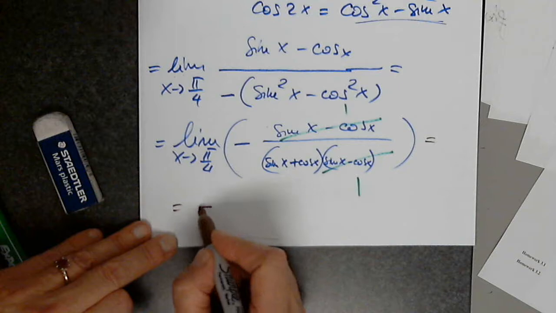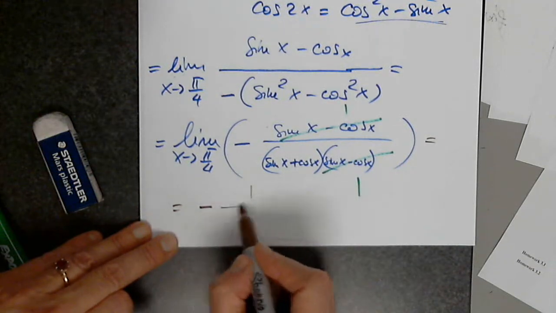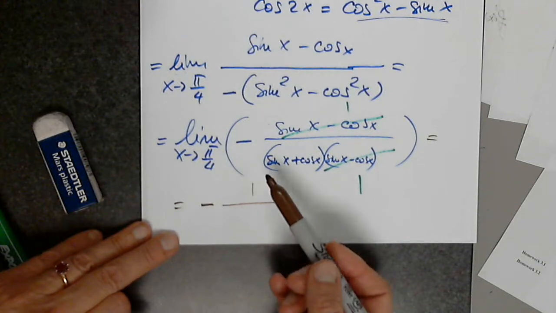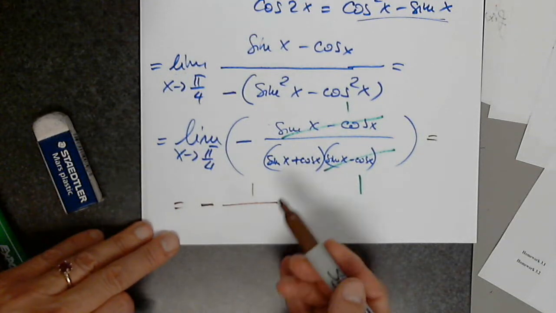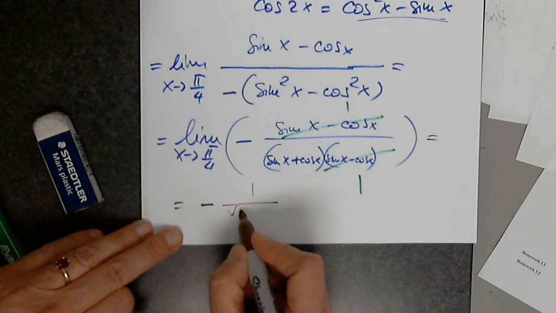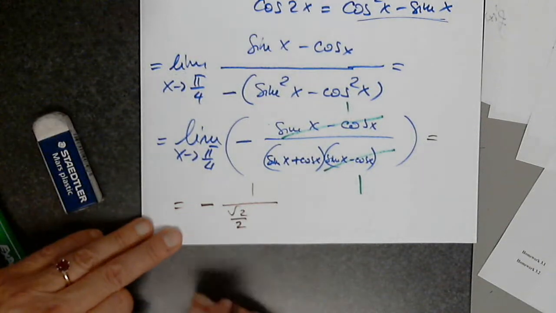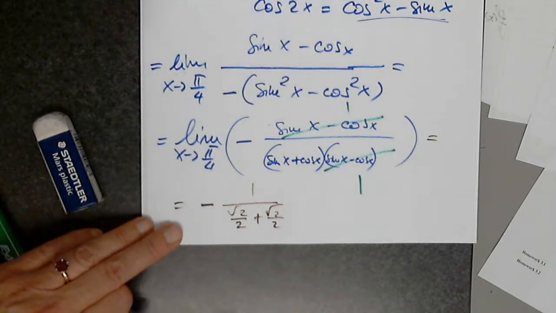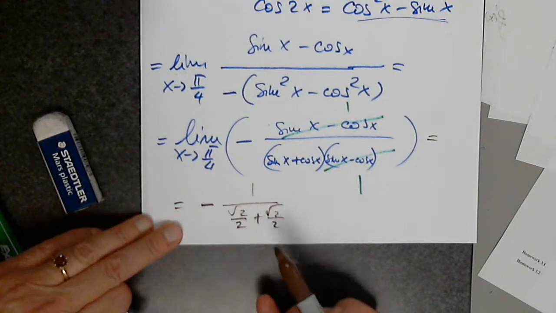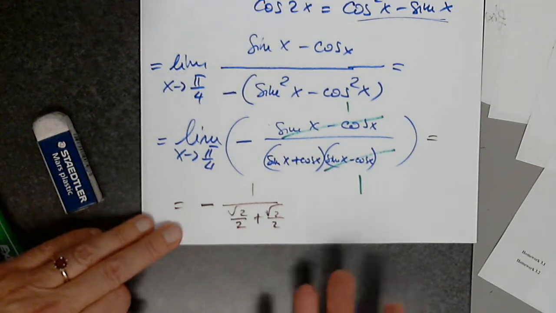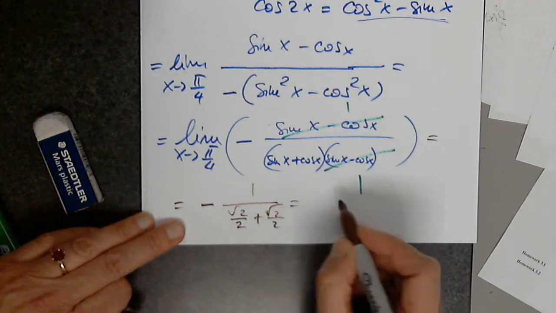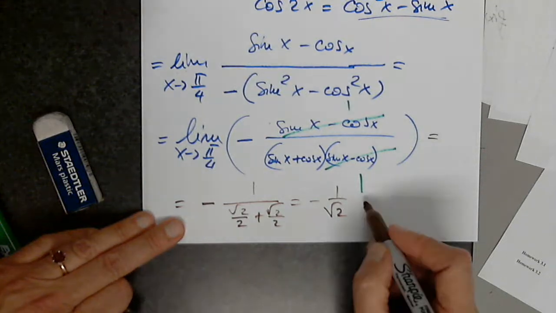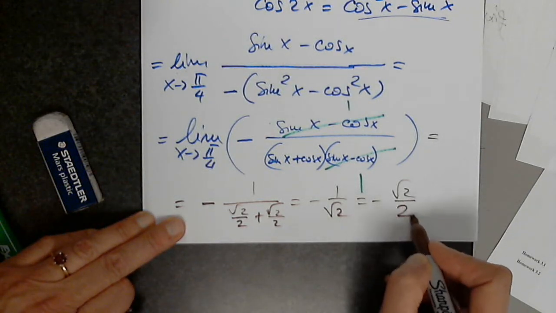Well, now when I plug in, the numerator is 1, and the denominator is sine pi over 4 plus cosine pi over 4. Anyone remember sine pi over 4? The square root of 2 over 2, plus the square root of 2 over 2. So the square root of 2 over 2 plus the square root of 2 over 2 is the square root of 2. So -1 over the square root of 2. If you want to rationalize, you will write this.